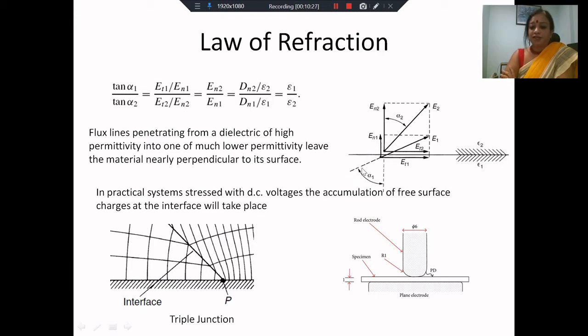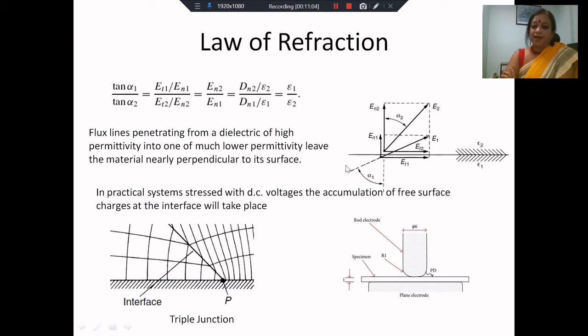If this is your flux line, this flux line does not continue to travel. So E1 is your electric field line in material 1. If there was no difference between the permittivities of the two media, in material 2 it would have continued to propagate along this direction. But epsilon 2 is not equal to epsilon 1, and as a result we see a deflection. So this E1 now changes and proceeds along direction E2.